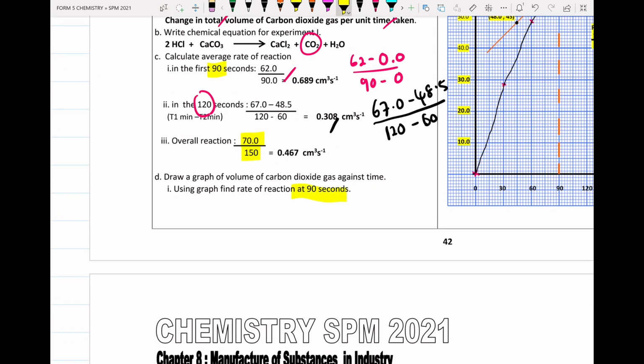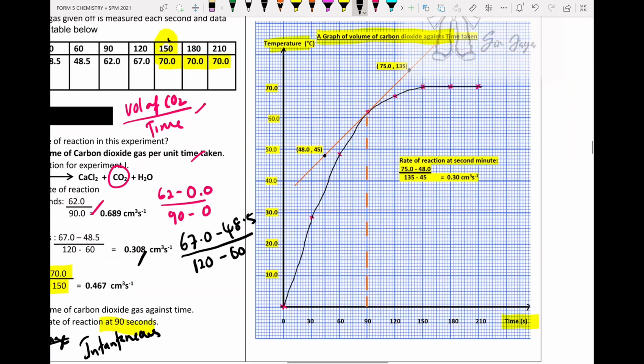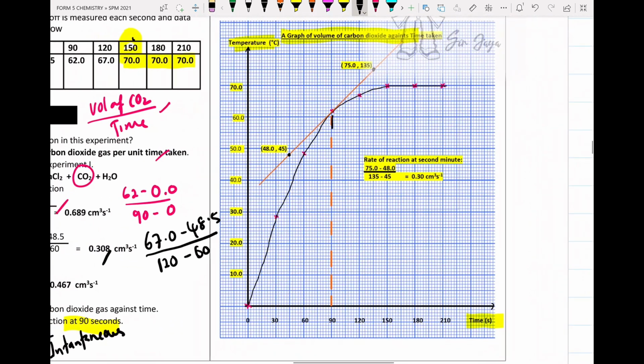Okay, we need to find the average rate of reaction. Here they didn't put average. When there is no average word, please remember this is known as instantaneous rate of reaction at specific time, 90 seconds. So we draw a dotted line at 90 seconds. We try to find the gradient of the tangent.